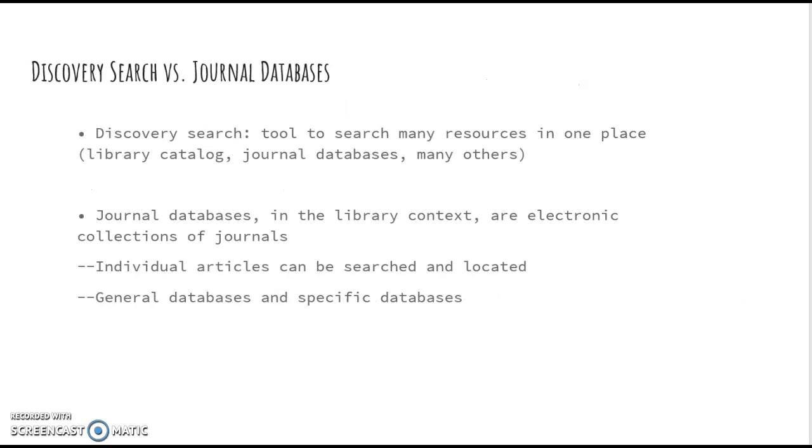So, discovery search versus journal databases. Discovery search is a tool to search many resources in one place. It searches the library catalog, journal databases, and many other places. Journal databases in the library context are electronic collections of journals. So again, individual articles can be searched and located, and there are general databases and specific databases for subjects. That's why they have summaries under each database on our page.